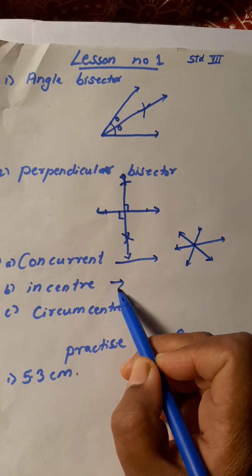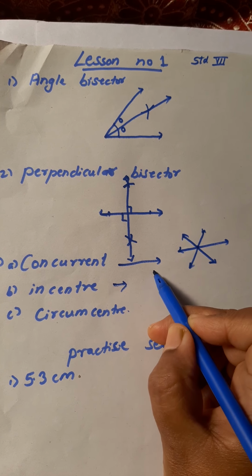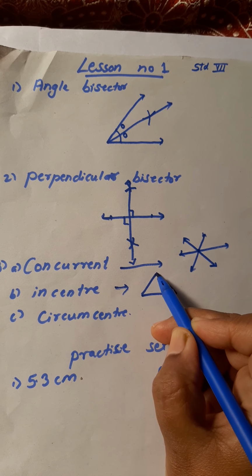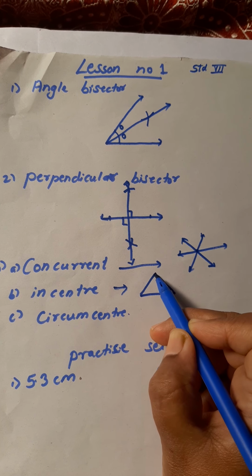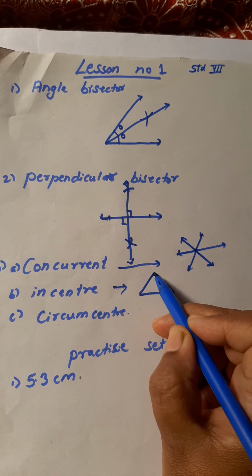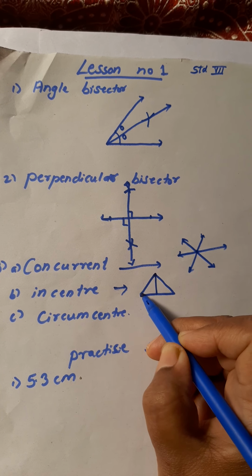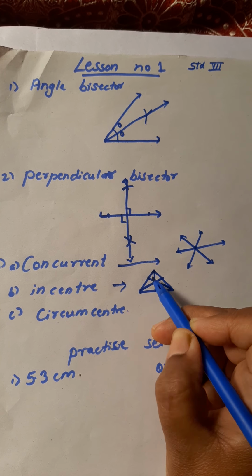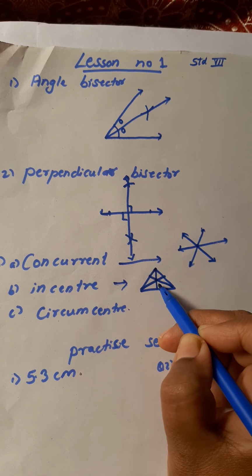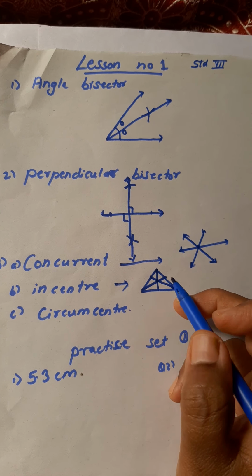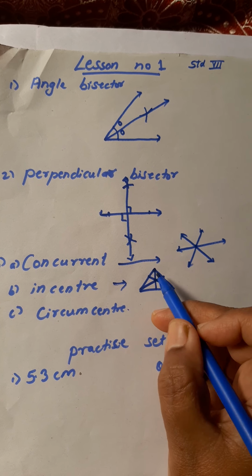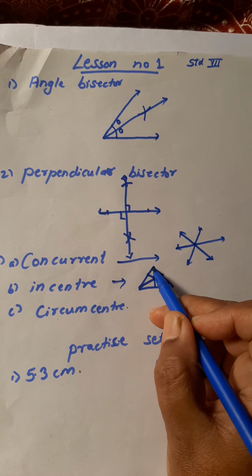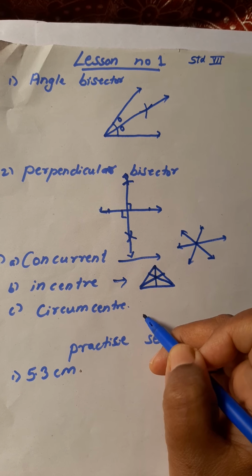Next, it is an incenter. The incenter of a triangle, I will tell you. I will draw a small triangle. If we draw lines with the help of an angle bisector from all three vertices, then this middle point is called the incenter of the triangle. Again I will tell, when we draw a triangle and draw the lines from the vertices, the point where the lines meet is called the incenter.